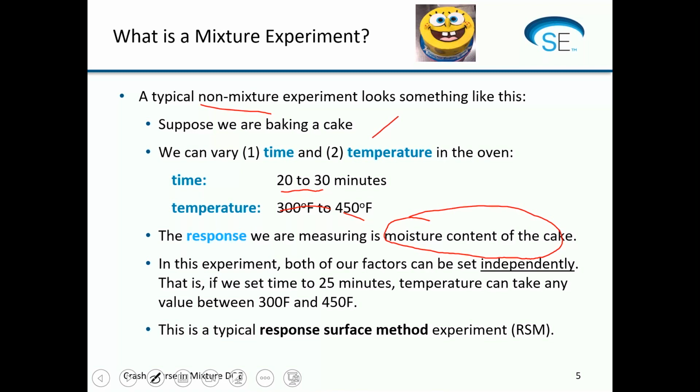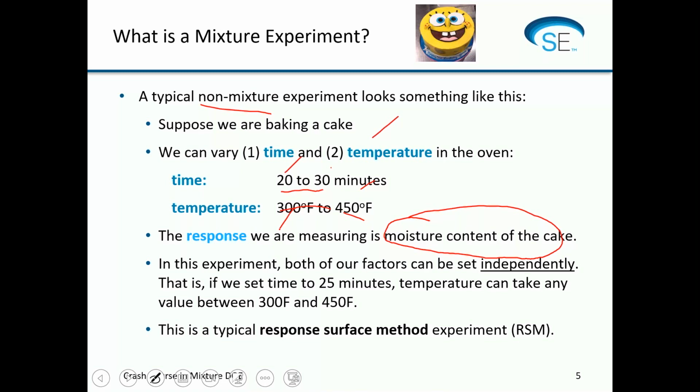So we might think that if we bake it for 30 minutes at 450 degrees Fahrenheit, it might be too dry. If we bake it for 20 minutes at 300 degrees, it might be too moist still. It might not even be fully cooked. So we need to find some combination of time and temperature that gives us an acceptable moisture content in the cake.